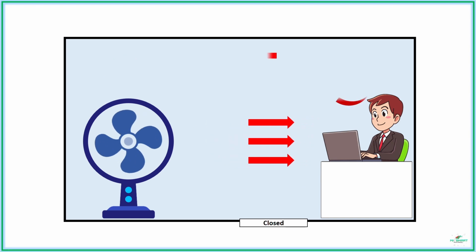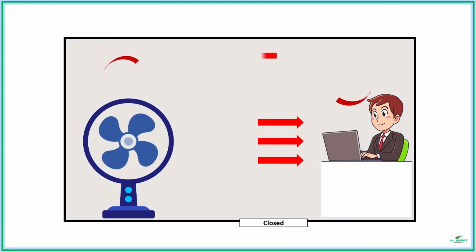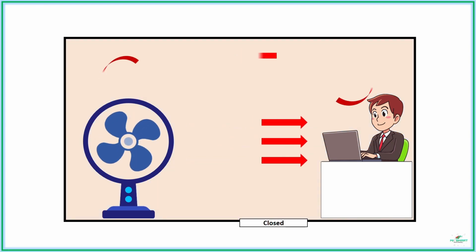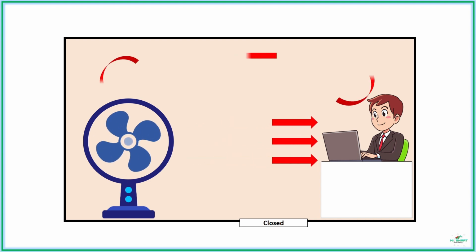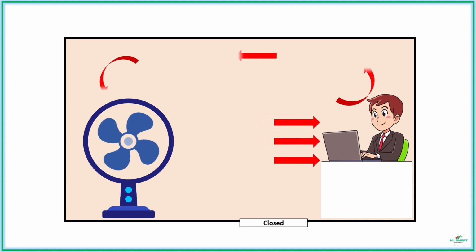What if the room is closed or the air outside the room is also hot? Over time, you feel hot even though the fan is continuously operating. This is the reason why you feel hot in summer or in a closed room, even when your fans are being operated continuously.